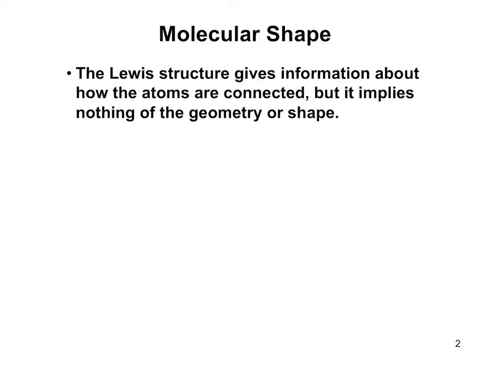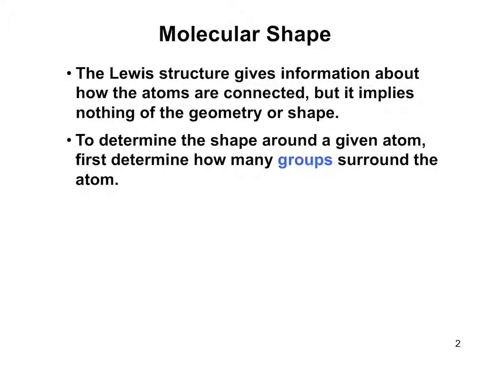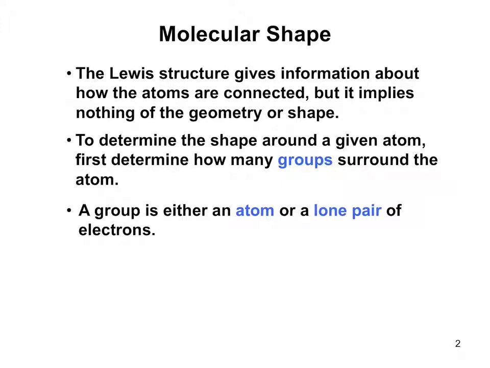So, molecular shape. The Lewis structure that we just studied gives us information about how the atoms are connected, but it doesn't really tell us anything about the shape. To determine the shape, we're going to draw that Lewis structure because it's a useful tool, and then we're going to count electron groups around the central atom. We zoom into the central atom and count electron groups. A group can be considered either an atom or a lone pair. Okay, so an atom or a lone pair. That'll be the way that we think about these groups.